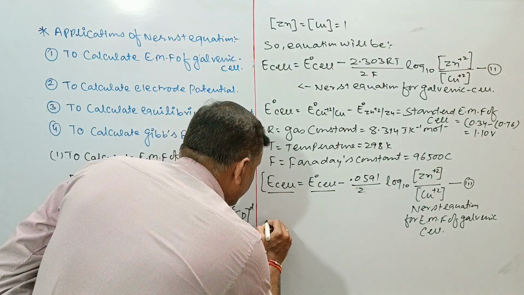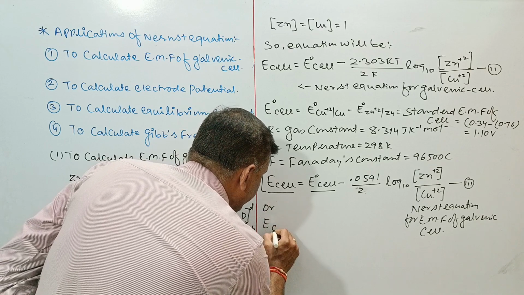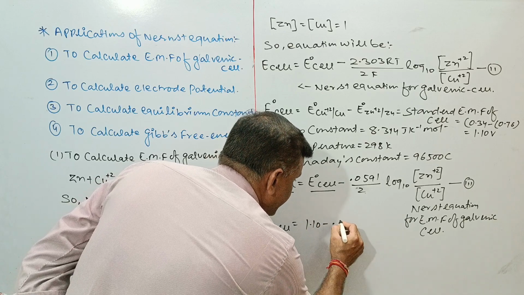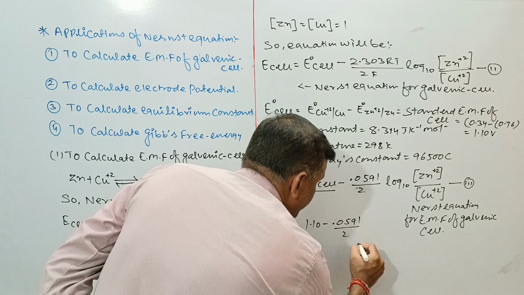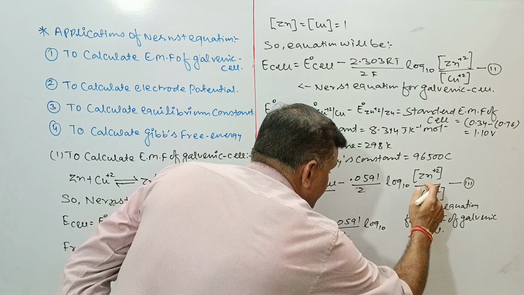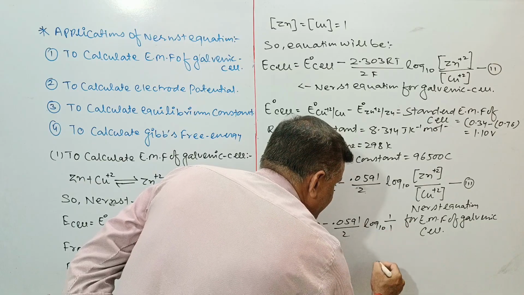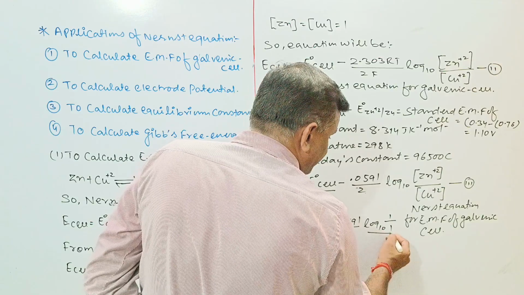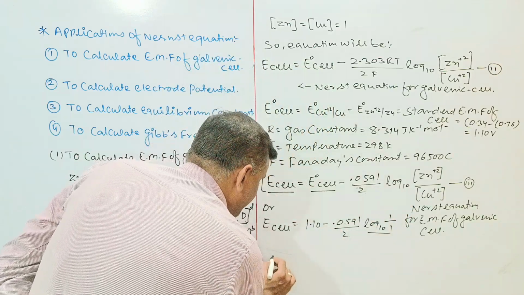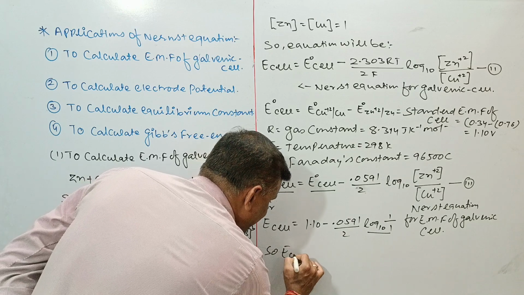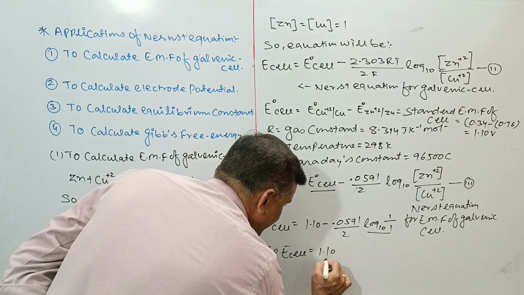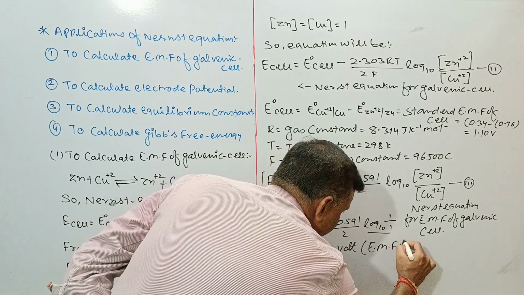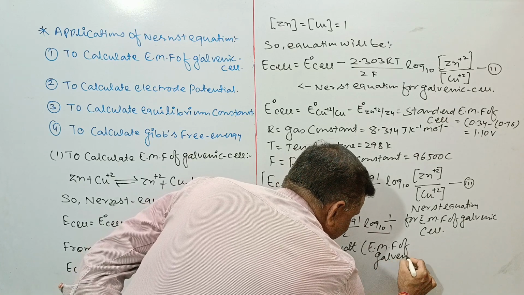If we keep the values, E cell is equal to 1.10 minus 0.0591 upon 2, log 10 base, concentration of Zn solution is 1 and this is also 1. Log 10 base 1 by 1 is just 1, and log of 1 is 0, so the entire part will be 0, so E cell is equal to 1.10 volt. So this was about the EMF of the galvanic cell.